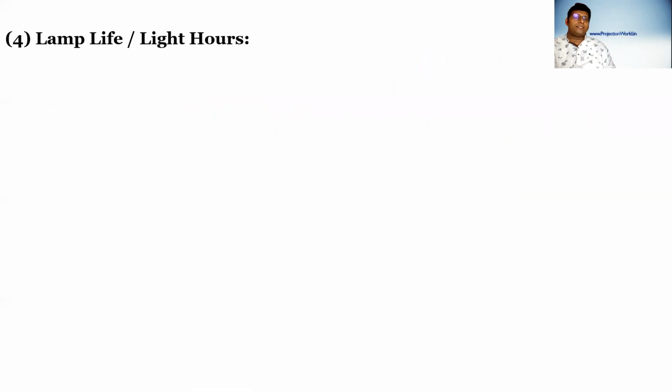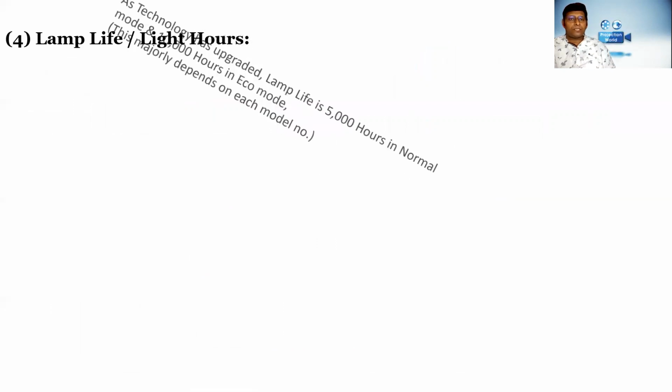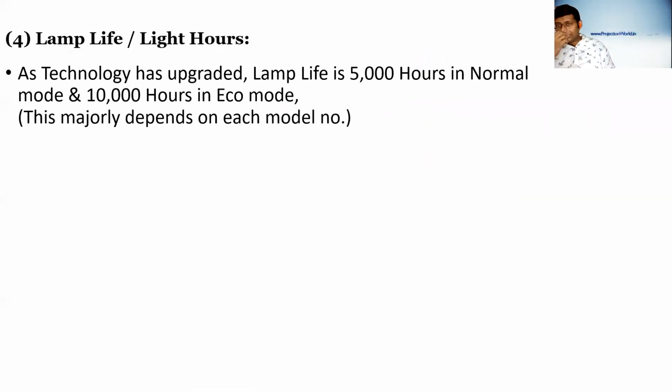The fourth part is lamp life or light hours. Previously, as the technology has upgraded, what was happening? Lamp projectors were having a life of around 2,000 to 3,000 hours, and that's it, 2,000 maximum in normal mode. Right now the technology is upgraded so much that the lamp life is 5,000 hours in normal mode and 10,000 hours in eco mode.